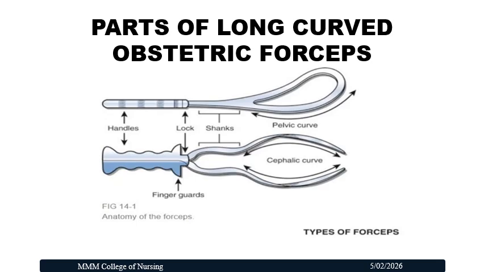These are the parts of long curved obstetric forceps. The parts are handles, lock, finger guards, shank, and we have two curves, pelvic curve and cephalic curve. So these are the parts of the long curved obstetric forceps.